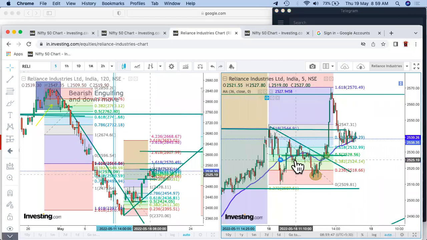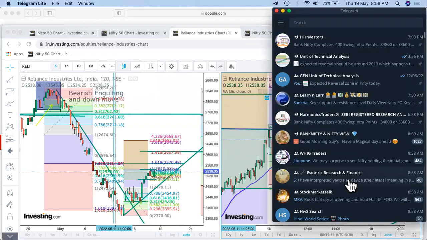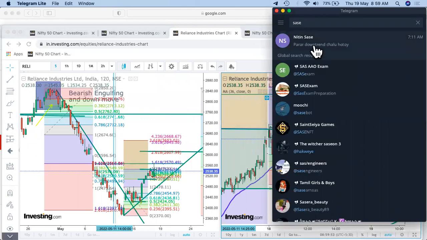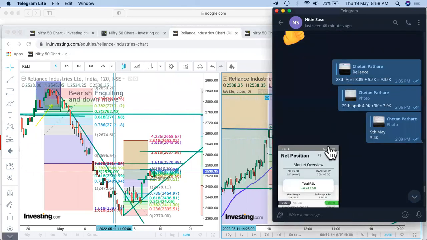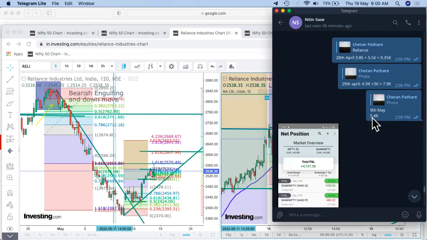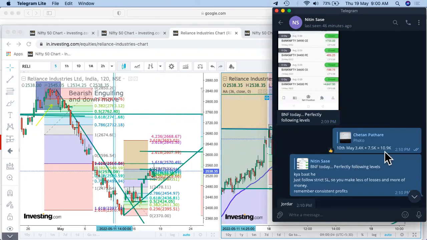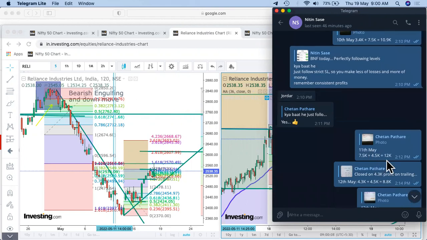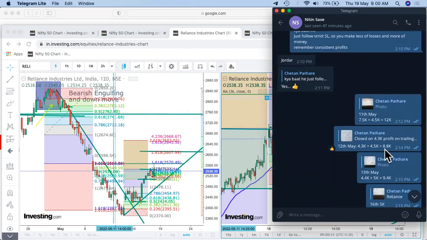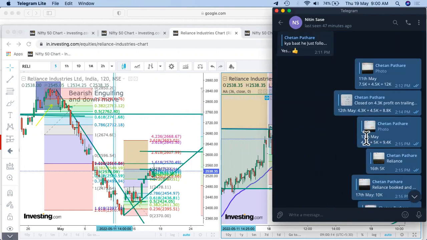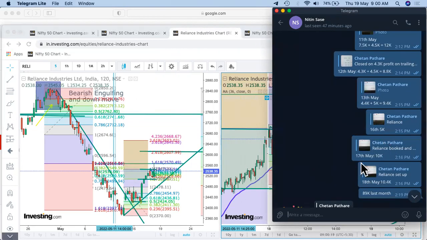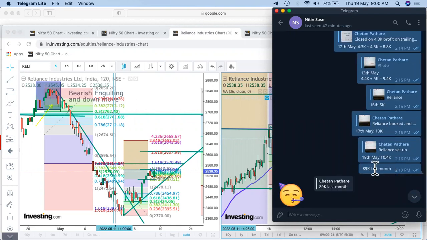Okay, so those were the trades which have been taken. And as I told you, the gradual trades which have been taken from 28th, 29th. As I told you, 5.4K was the profit. 10th May, almost 10K. 11th May, 12K. 12th May, again 8.8K. 13th May, 9.4K. 16th May, 5K. 17th May, 10K profit. 18th May, 10K profit. So it was almost an accumulation of somewhere around 90K during this time period.